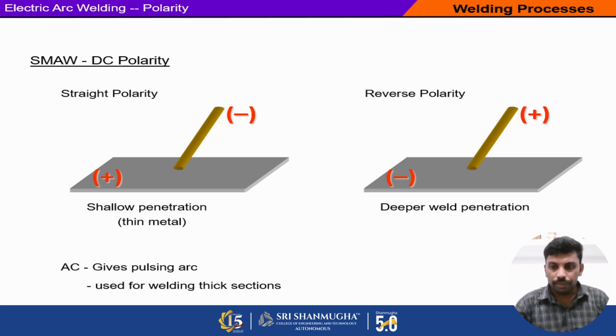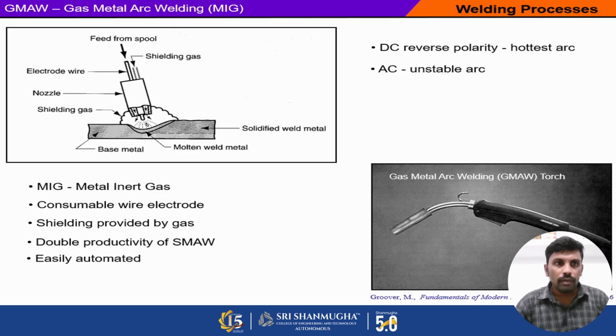So after that, the second thing is GMAW, the gas metal arc welding process. This is the layout diagram of the gas metal arc welding process. The other name is MIG welding, metal inert gas welding process.